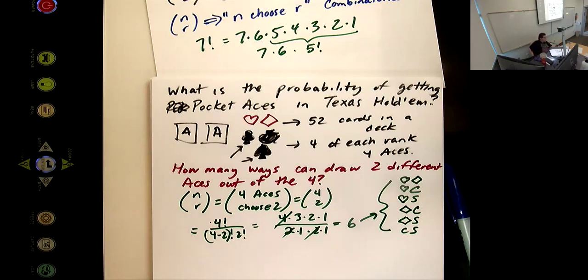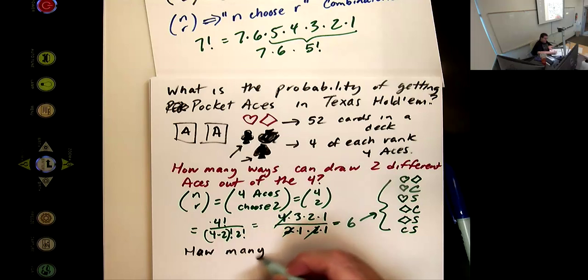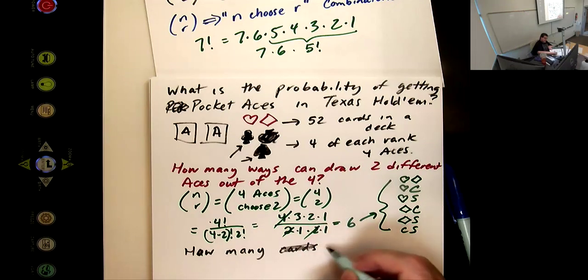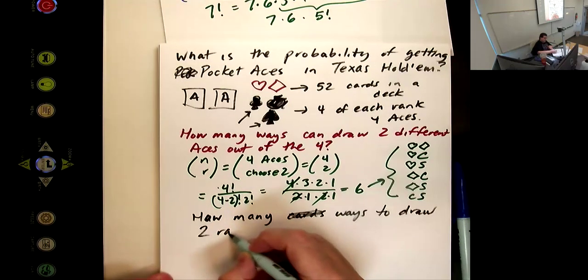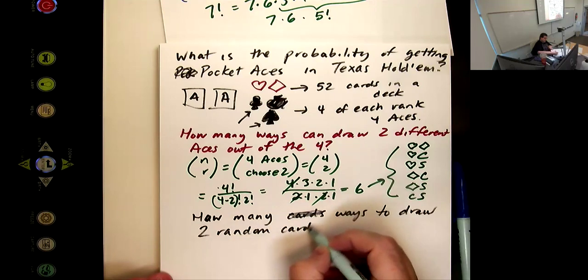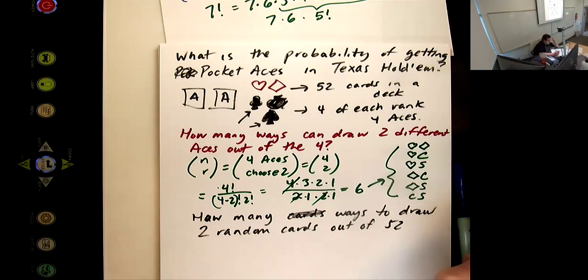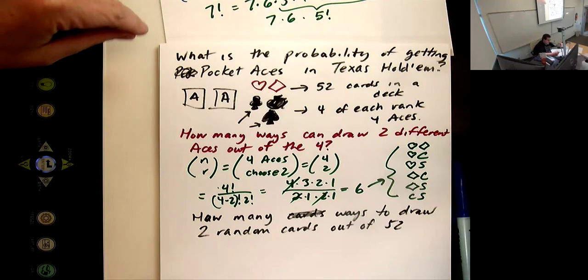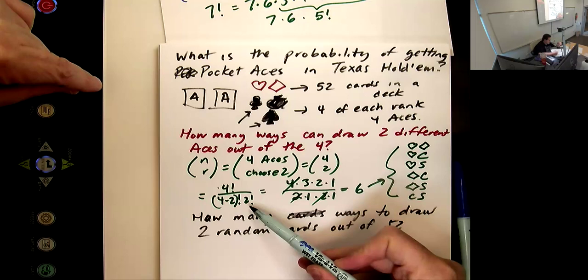6, but that's 6 ways to make pocket aces. How many ways can we draw 2 cards out of 52? That'll give us the bottom part of the fraction. That would be 6 different combinations of the 2 aces, like the 6 possible combinations of drawing 2 aces out of the 4, where order doesn't matter. If order matters, it's called permutations, and it's almost the same formula. You just don't have the r factorial at the end. It's just n factorial over n minus r factorial.